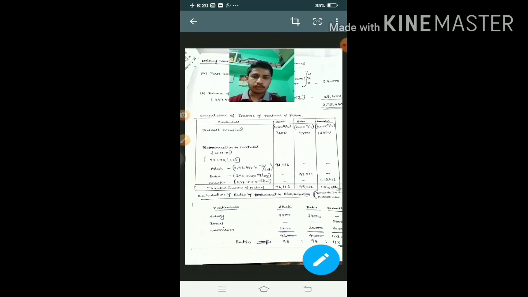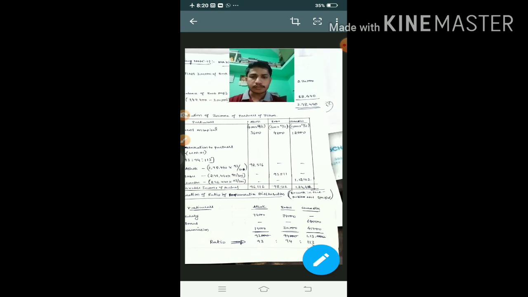So calculated, you're going to get the remuneration distributed to the partners. And finally, the taxable income of the partners: Ashok is 96,116, Babu is 98,312, and Chandru is 1,24,412. So this is how we distribute the taxable income of the partners.